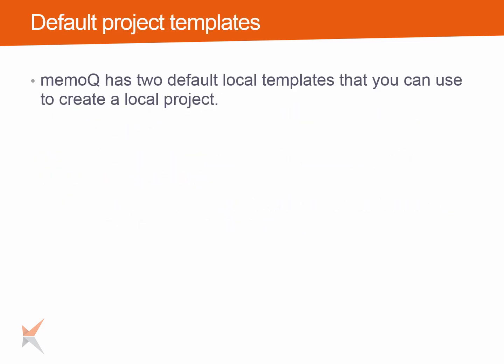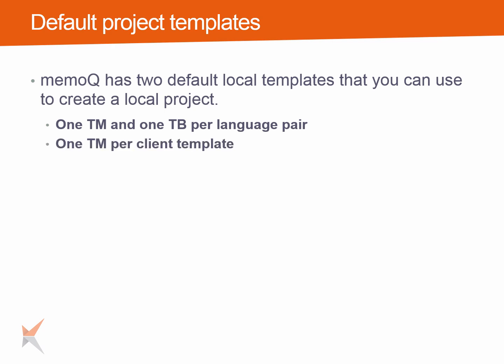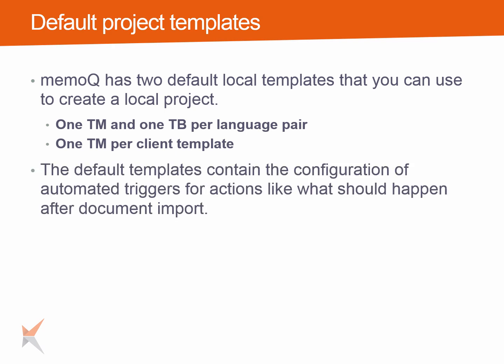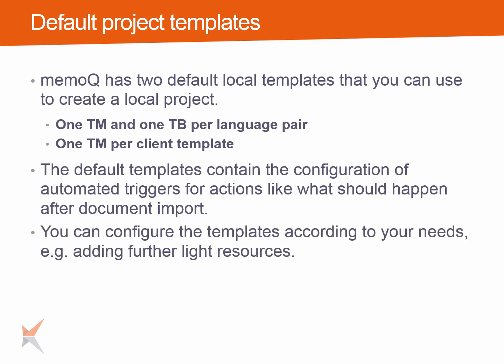memoQ comes with 2 default local templates that you can use to create a local project. They are named 1TM and 1TB per language pair and 1TM per client template. The default templates contain the configuration of automated triggers for actions like what should happen after a document import. You can configure the templates according to your needs, for example by adding further light resources.